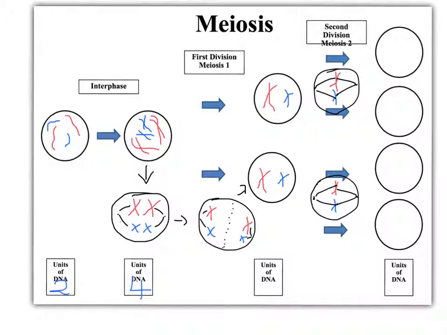The cell then goes into a second meiosis type division, which is essentially the same as mitosis. You can see that the chromosomes are lined up on the equator attached by spindle fibres in metaphase. The centromeres split and the chromatids move apart, and we end up with 4 haploid cells with just 1 unit of DNA.